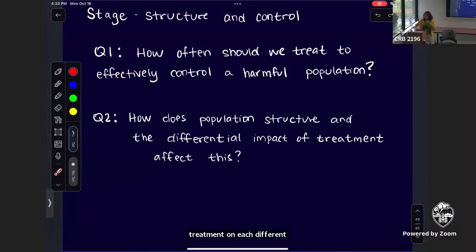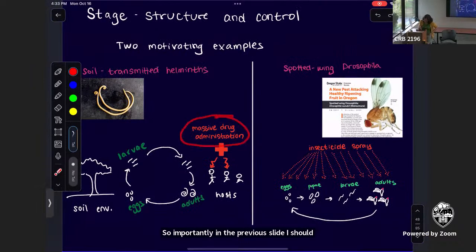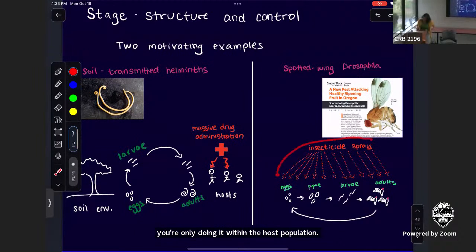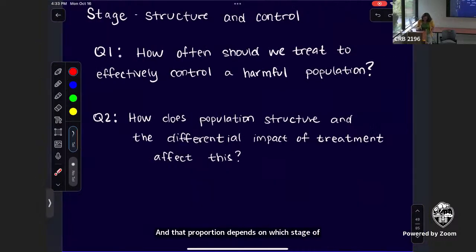So importantly, in the previous slide, I should have mentioned that in this case, the treatment or the control effort only affects really adult worms because you're only doing it within the host population. And in the insecticide spray, the spray has a different effect depending on the life stage. So it will kill some proportion, and that proportion depends on which stage of life that you're talking about. So how does this structure impact how often we should treat?